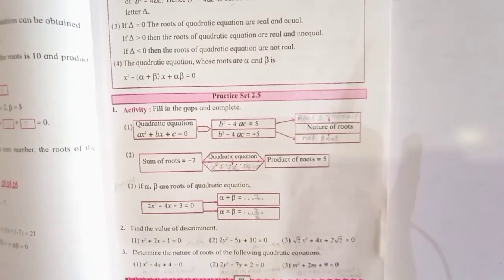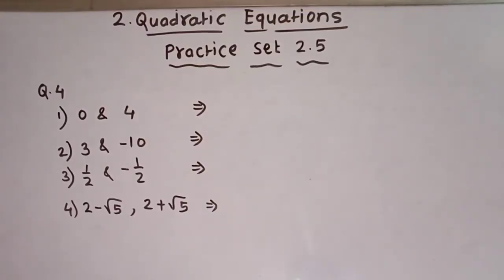And what about the third, m square plus 2m plus 9 is equal to 0? You will get the discriminant value minus 32. So delta is less than 0, therefore you can write the roots are unreal or not real. Likewise you have to solve this question. Now let's see the fourth question.